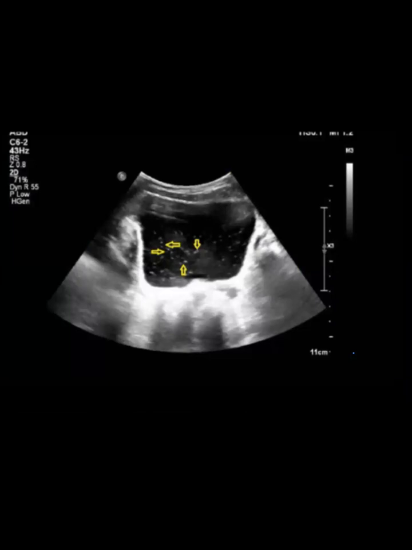What is the treatment of Schistosoma haematobium? Praziquantel. This is an endemic disease in our country. It is common, it is endemic here in Sudan.